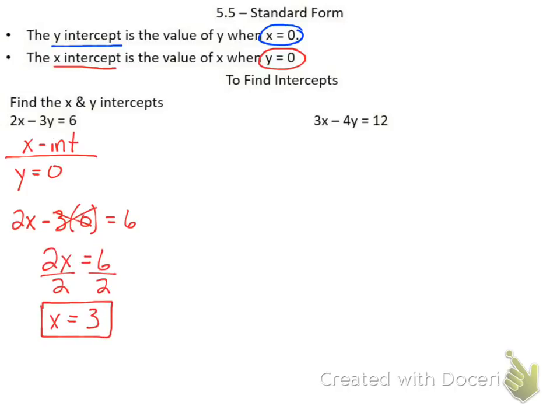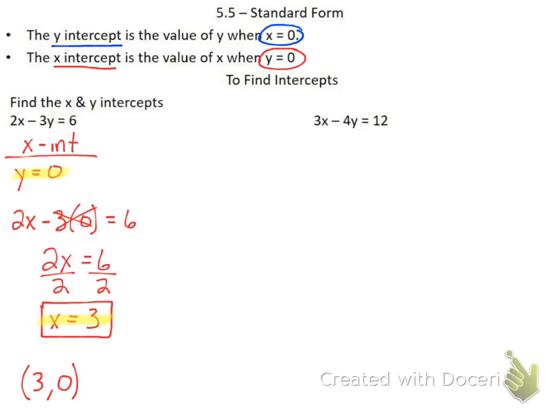The way that I want to show this is by the ordered pair. So my x is 3, and I also know that my y was 0. So my x is 3, my y is 0, so I'm going to show that as an ordered pair. That's going to be the ordered pair 3, 0.